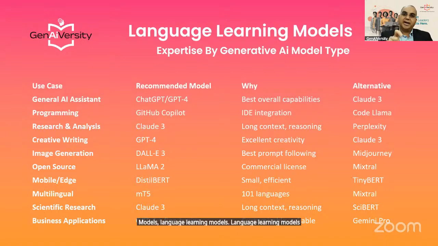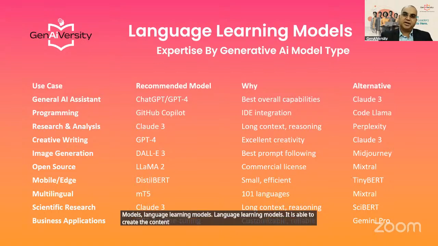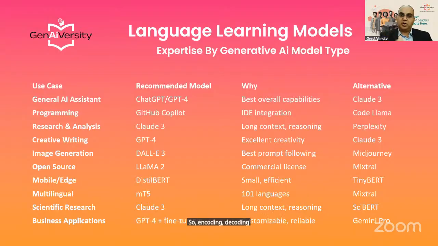They are able to create the content and to understand the content. So encoding, decoding, there are different methodologies when they are building the LLMs. But what is the purpose? Why do they exist? So many are there. What is the reason to have them?